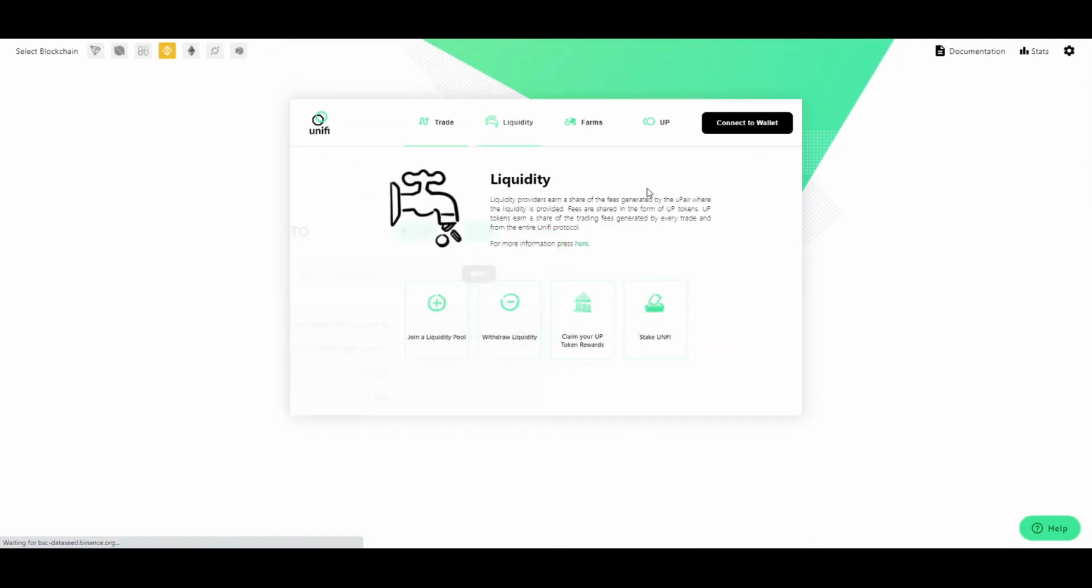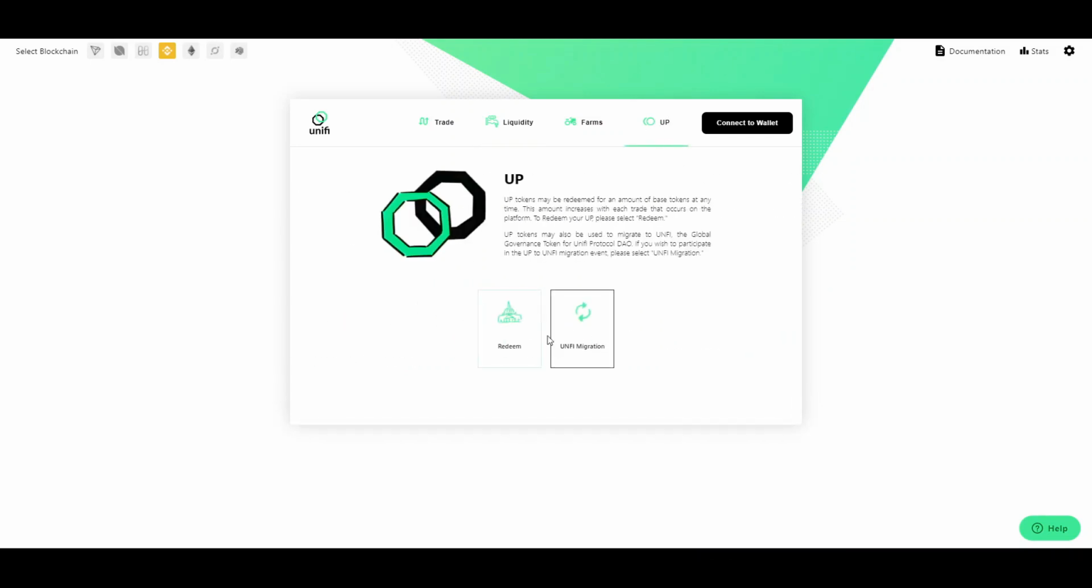Another interesting aspect of this, liquidity. It is very, very easy to actually join a liquidity pool, which means you put your money into the liquidity pool. In return, you will get fees. You will get a part of every single fee on the network back into your account as an UP token, and you can always claim your UP token rewards, after which you can simply redeem them for the original Unify coin.